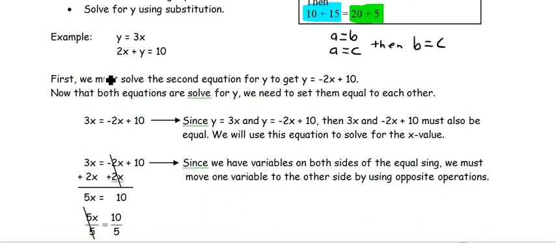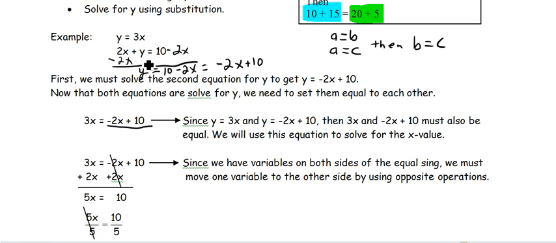So let's look at what we've got here. We have y equals 3x, and 2x plus y equals 10. What I'm going to do is subtract the 2x on this side to get my y's all by themselves. And I have y equals 10 minus 2x, or as they do here, negative 2x plus 10. We just changed the order right there.